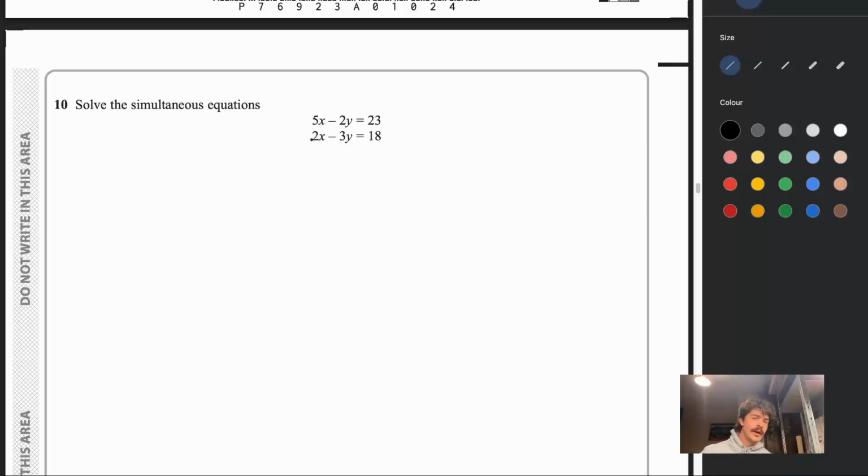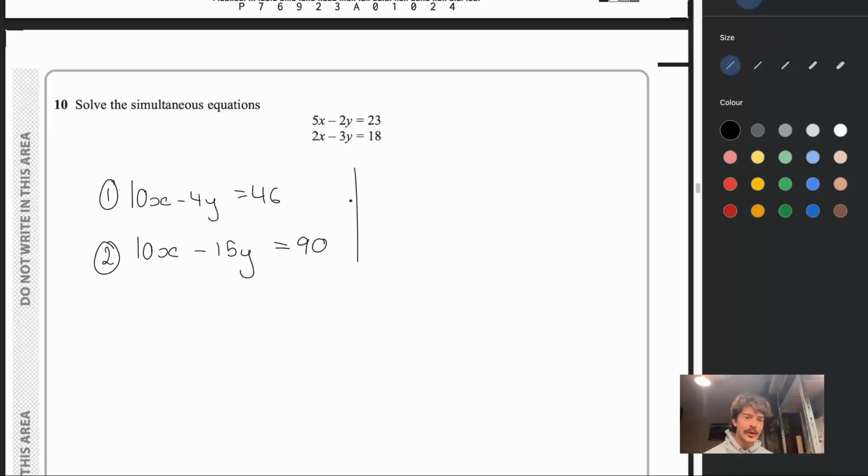So the top equation, we're going to make it become 10x minus 4y equals 46. Notice I've just doubled everything. The second equation, we can then multiply everything by 5, once again giving us 10x, taking away 15y, and slightly harder question here, 18 times 5, times it by 10, divide by 2, equals 90. Okay, cool. Part 1.